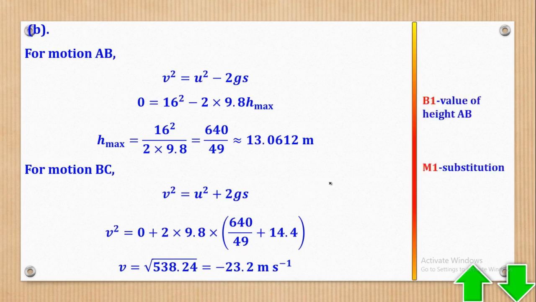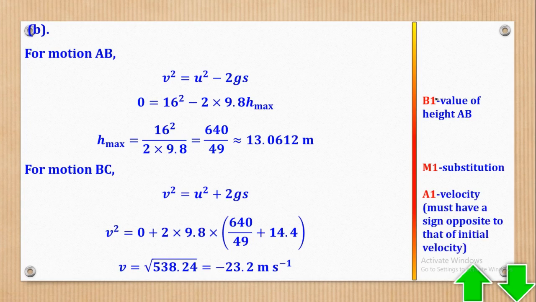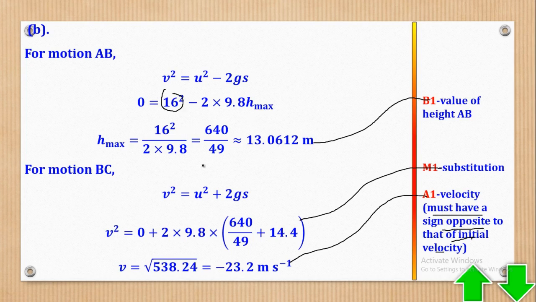Now let's see how marks can be awarded. B1 for the value of h max, M1 for the substitution, and A1 for the velocity. And we see this condition, that this velocity must have a sign opposite to that of the initial velocity. So if we had made this one negative, then this would be positive. So always remember that.